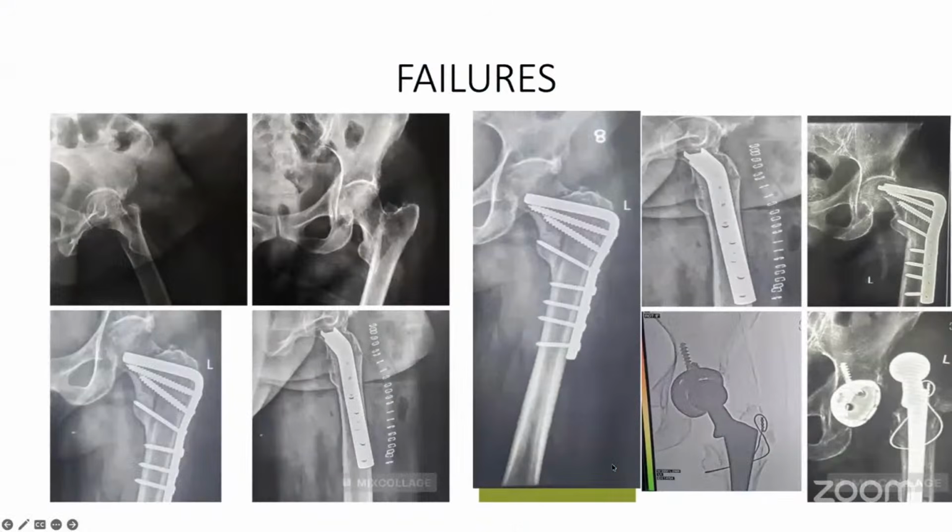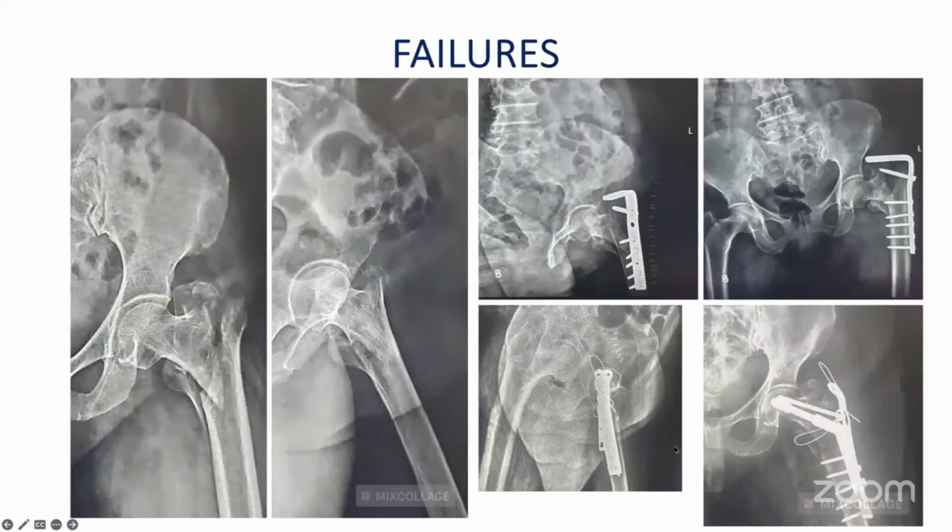The procedure, we all know. We'd like to discuss some failures. This is one patient where we had put in an angle blade plate. We got an intracapsular neck of femur fracture, which was retrieved and promptly converted to total hip replacement, but it still got dislocated and the patient died.